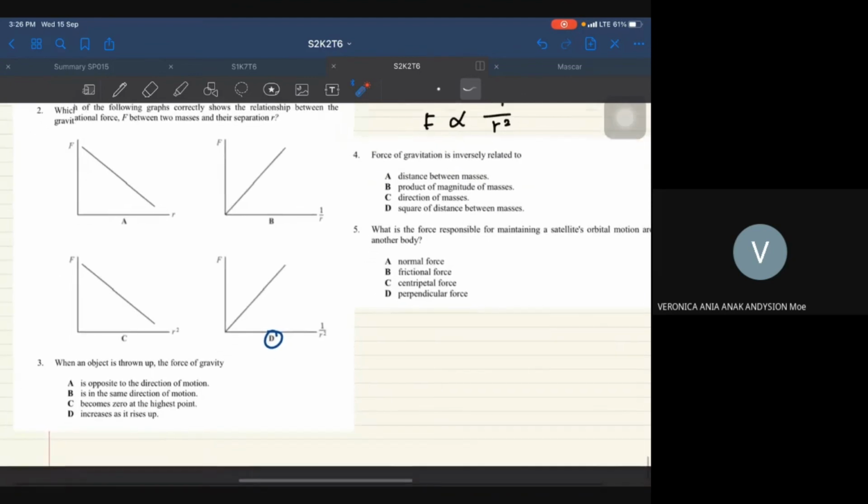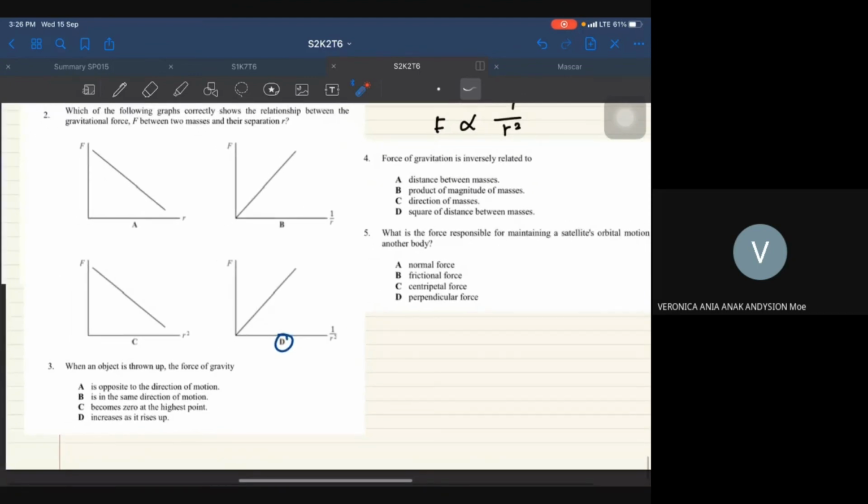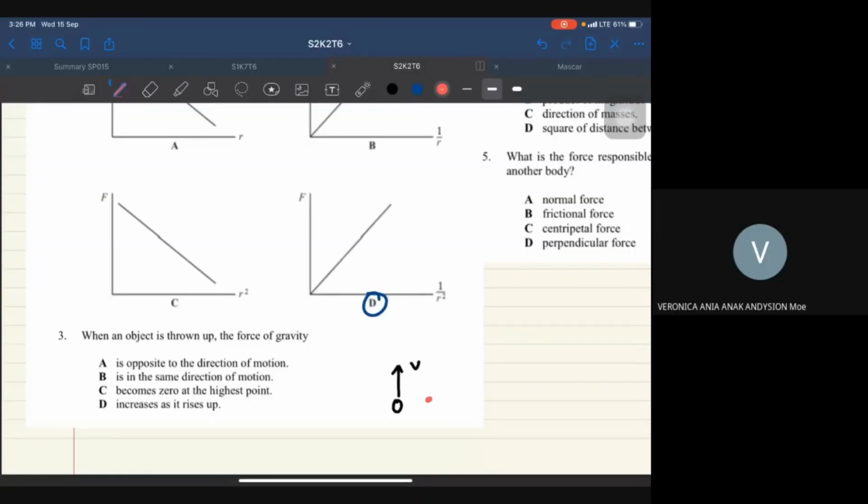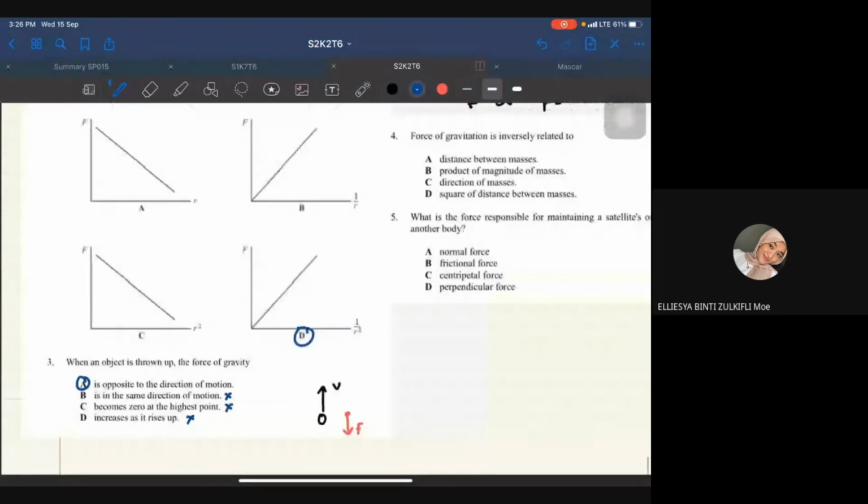Okay, when an object is thrown up, the force of gravity, so dia kata dia baling objek. Force of gravity ke mana? Opposite direction. Okay, ke opposite direction. So in this case, the force of gravity will be in opposite direction. So yang B salah lah. Become zero at the highest point? No. That one is your velocity kan? Increase as it rises up? No. Sebenarnya decrease. Okay, the answer is A.